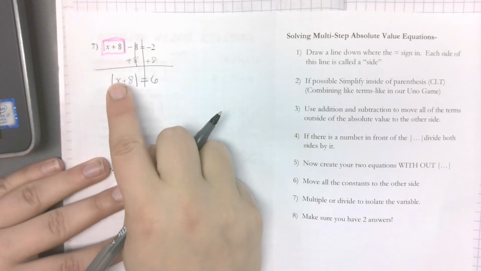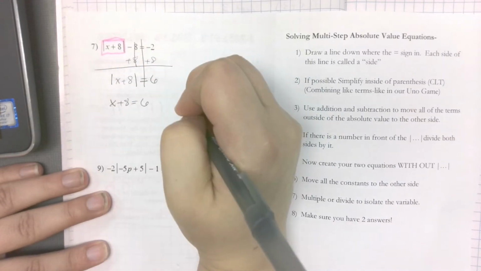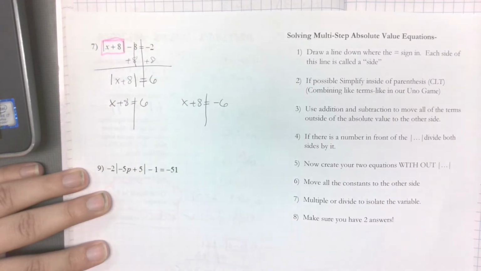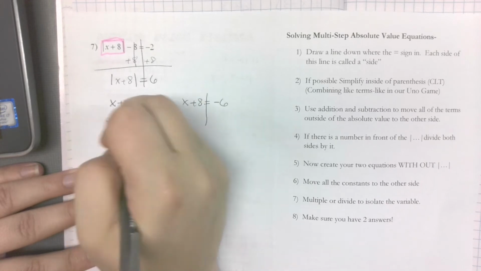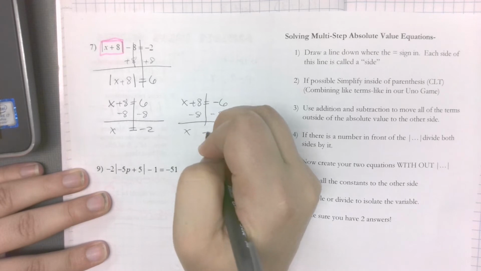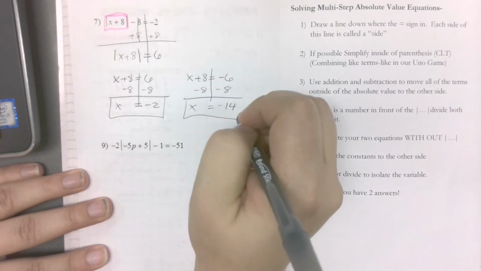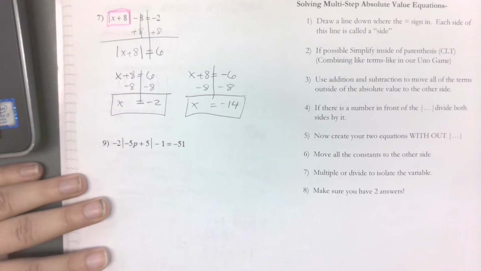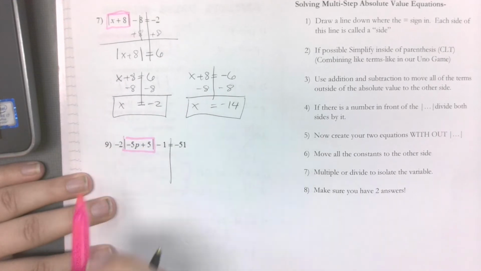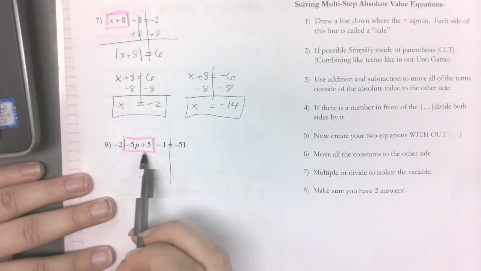Now, as soon as we have this alone, we set up our two equations equal to positive 6, negative 6. Minus 8, minus 8. And we got our two answers. One more time. We cannot distribute this 2. We cannot combine like terms because we cannot touch this box.